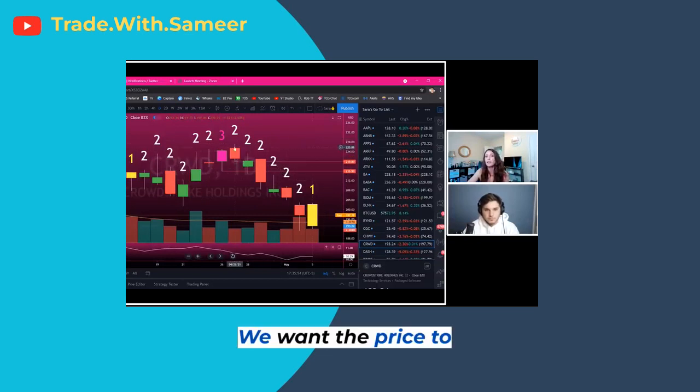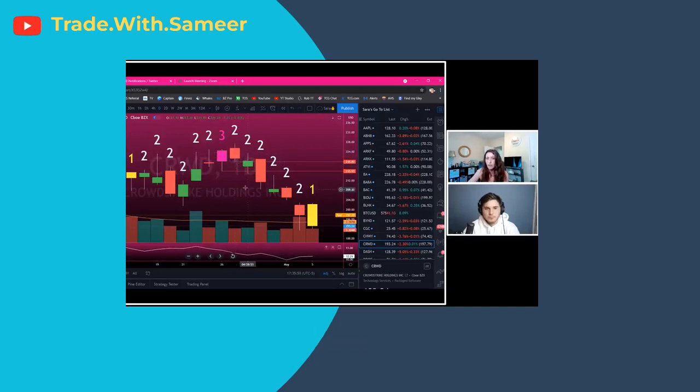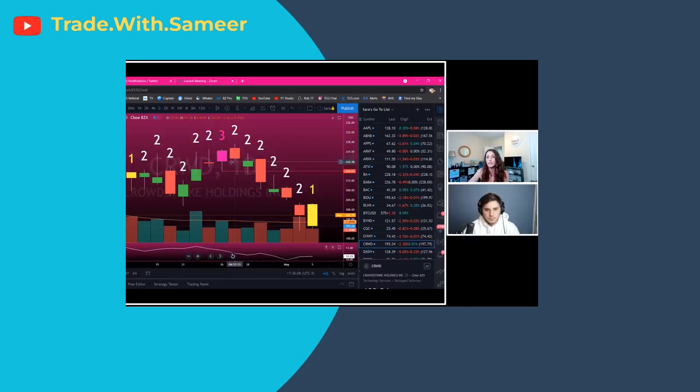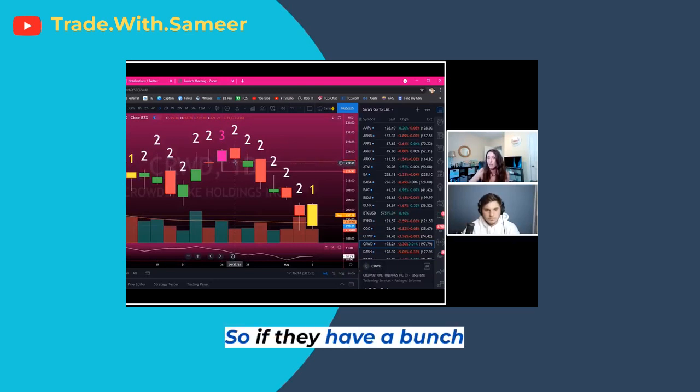We want the price to trigger through our price. So for this particular instance, we want the price to break through 219.89. Because people have stops here, right? They have stops at lows of day. So if they have a bunch of stops here, we're going to trigger the shorts and then bears are going to hop in. So that's how we get from here to here.